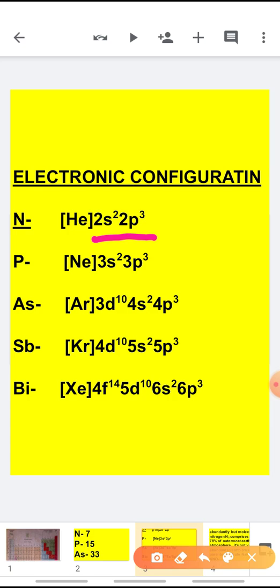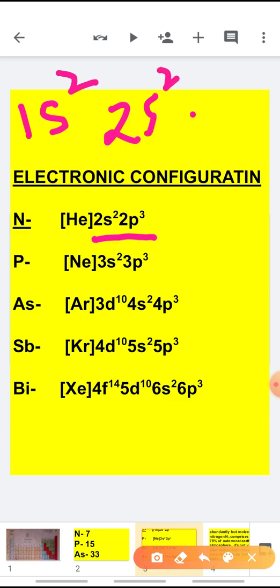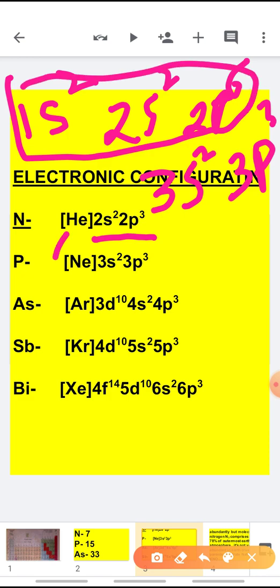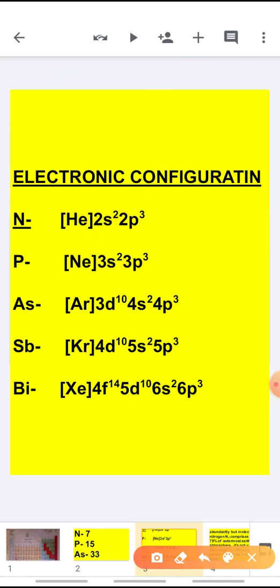Similarly, phosphorus will be written as 1s2, 2s2, 2p6, 3s2, 3p3. Now, this portion can be written as neon. It is having 10 electrons: 6 plus 2 plus 2 is 10. So, it can be written as neon. So, we will simply write the electronic configuration of phosphorus as [Ne] 3s2, 3p3. And arsenic will be 4s2, 4p3, then 5s2, 5p3 for antimony, and then 6s2, 6p3 for bismuth.